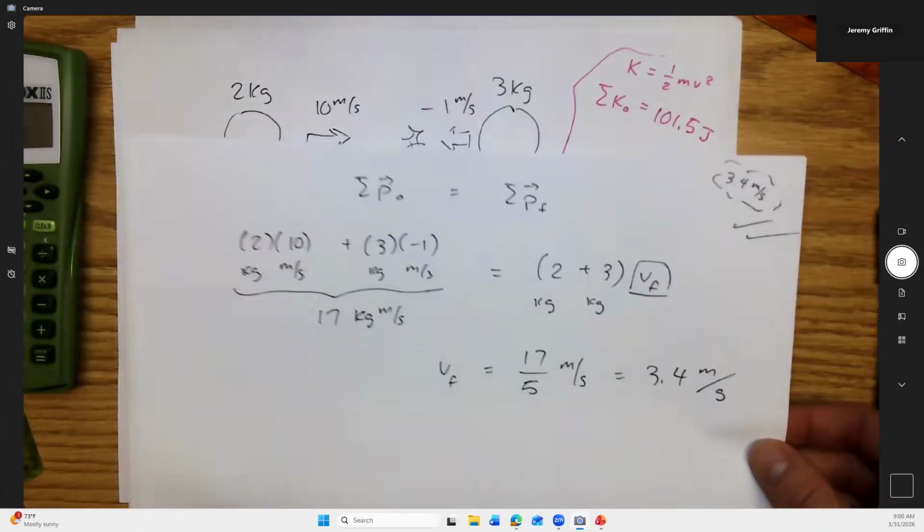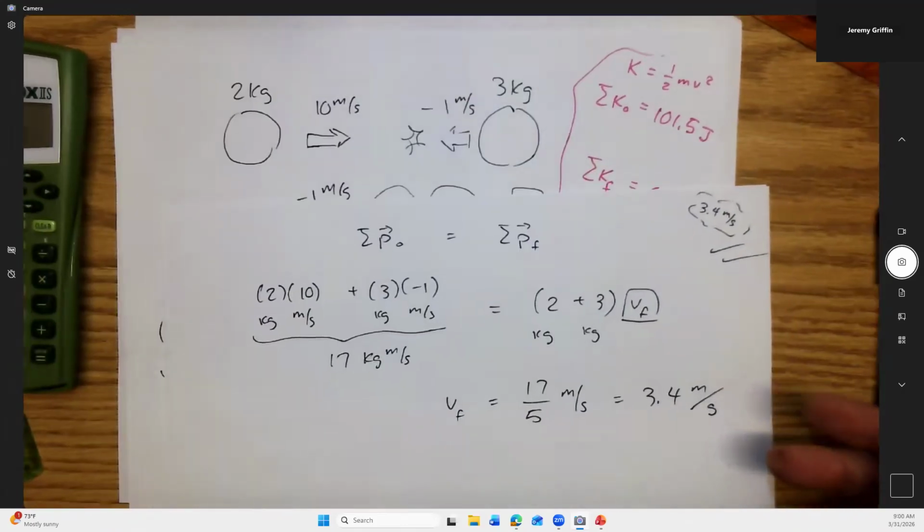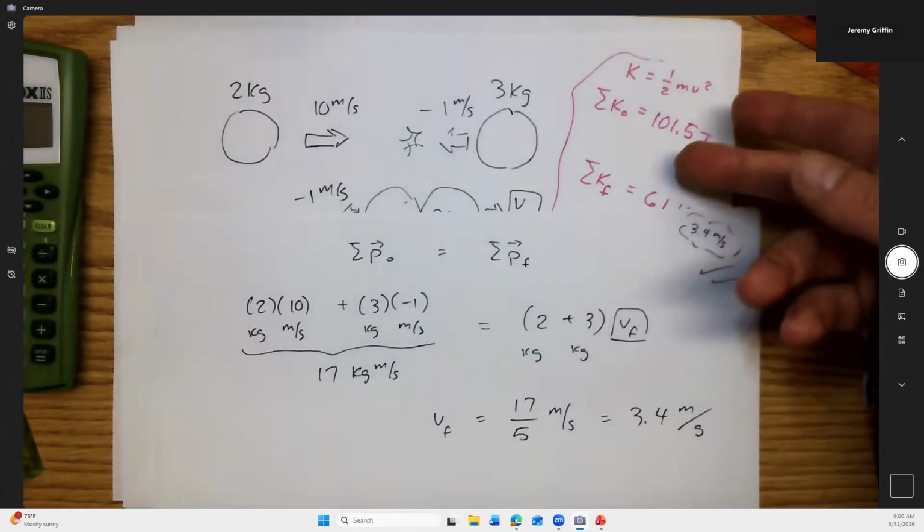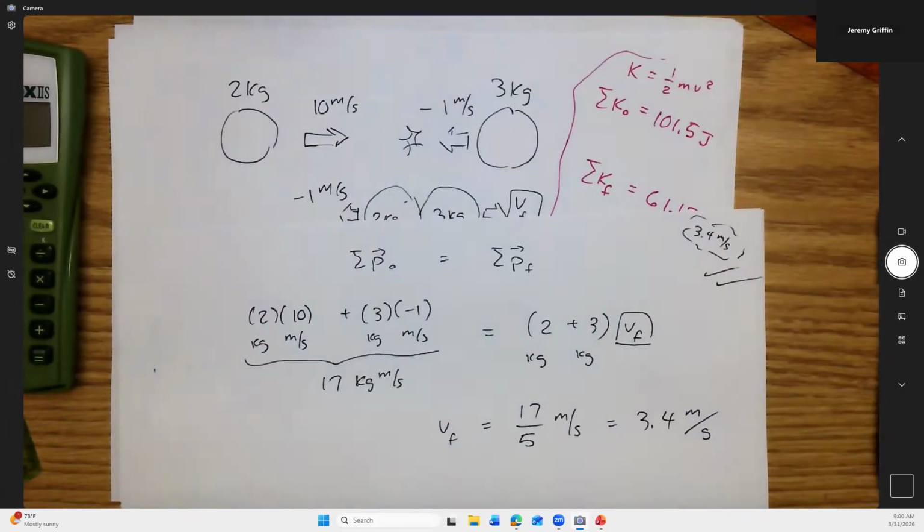Okay, but what about this one? Do I have to do a check, or am I guaranteed that this is always going to be okay? This one's always going to be okay. If we do a kinetic energy check, kinetic energy will go down. Okay, here, let's do this.